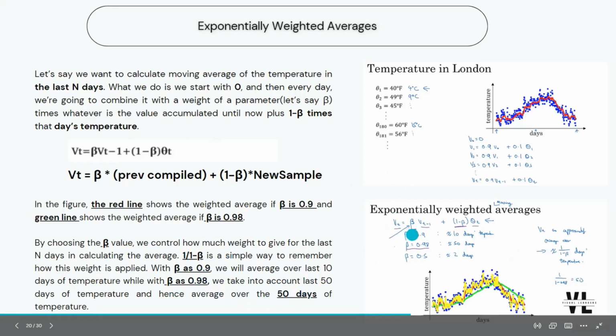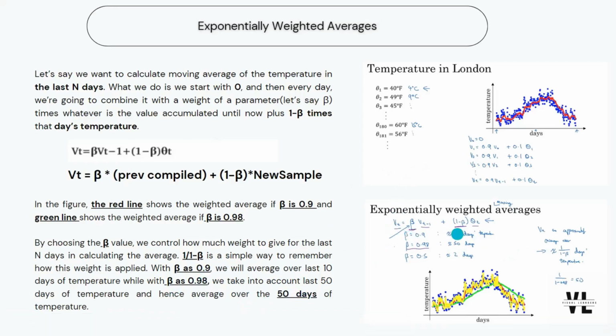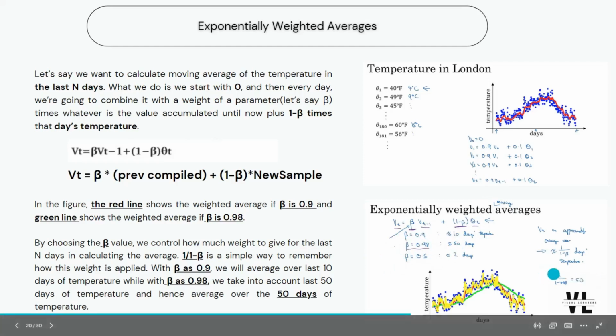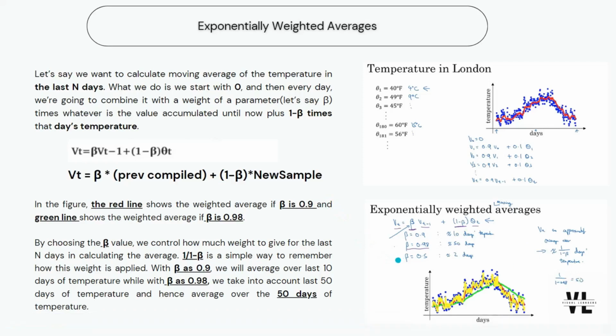So if we choose 0.9 as the weight, then we're just considering 10 temperatures in order to compute the average. If we consider 0.98, then we are computing the average within the range of 50 days, because 1 over 1 minus 0.98 is equal to 50. And if we use a smaller value for beta, we're going to consider the temperature for a smaller number of days.